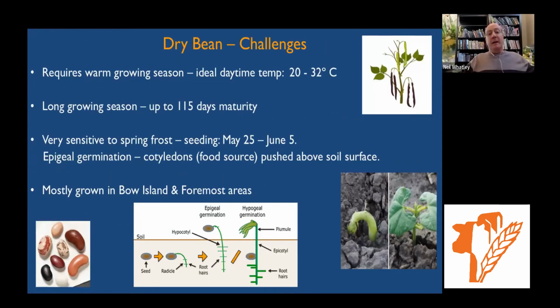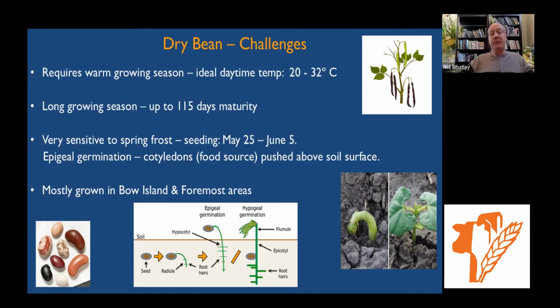Interesting. Dry bean, it's a challenge for us in Alberta on all the prairies. It requires a warmer growing season, ideal daytime temperature, 20 to 32 degrees Celsius. It's a longer growing season. It's 115 days maturity. It's very sensitive to spring frost. So seeding, they actually have to wait until May 25th to June 5th to plant this crop.